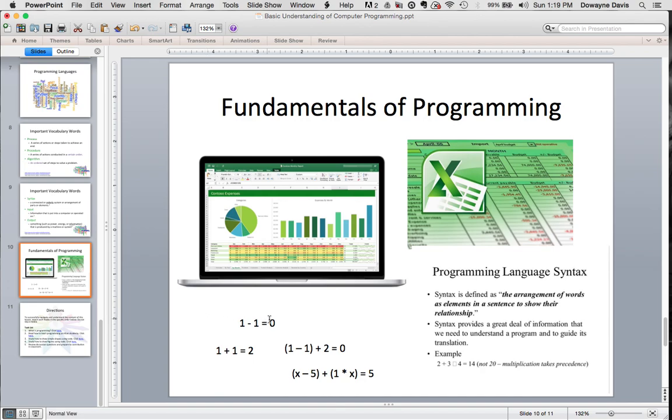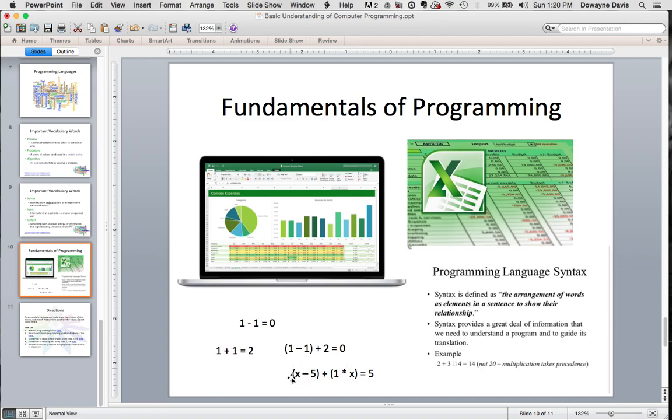There's also programming in mathematics. This is a formula or an equation. 1 minus 1 equals 0. This is the input, and there's an output. I could also do that in Excel as well. 1 plus 1 equals 2. Again, there's this specific set way of creating the equation for math, and programming is very similar to mathematical equations. There's an input and you get an output.